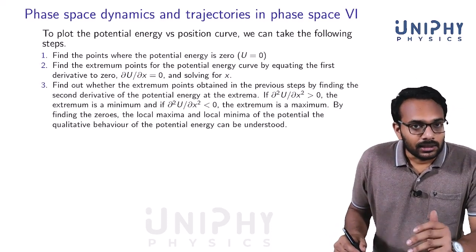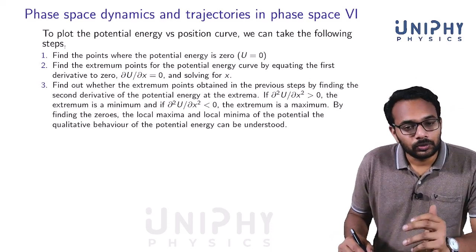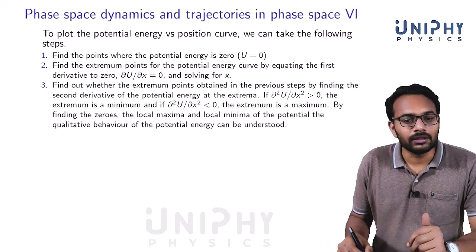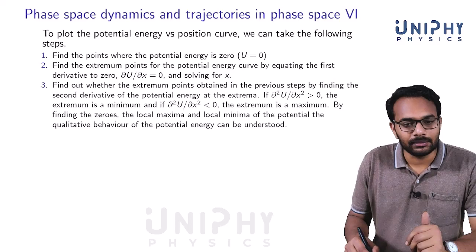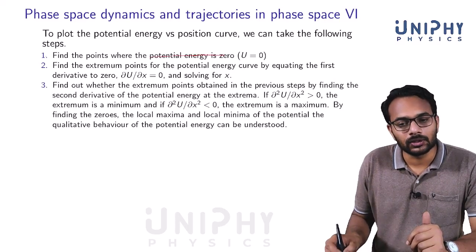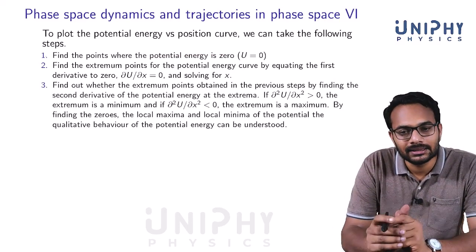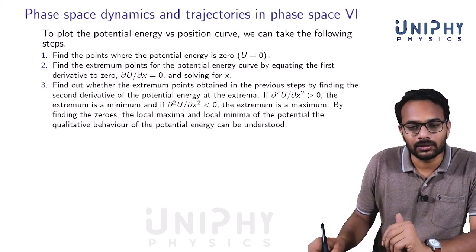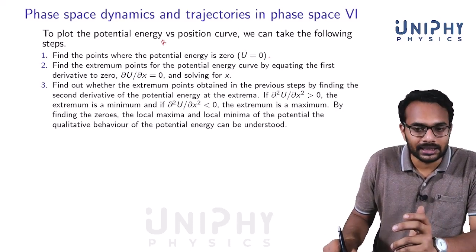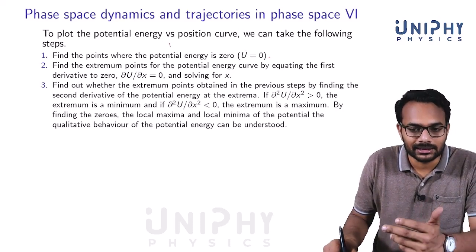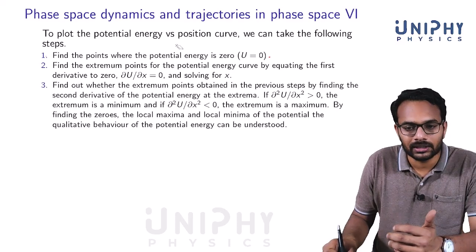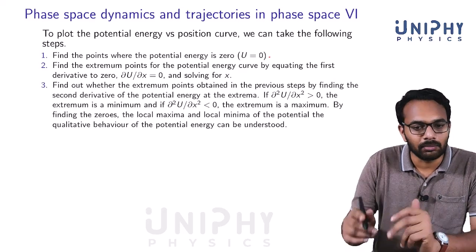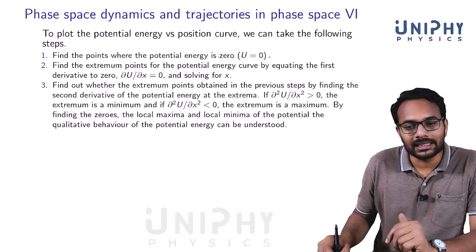Now you can follow this strategy to plot the potential energy. To plot the potential energy versus position curve, we can take the following steps. First step is to find the points where the potential energy is 0. So we are actually talking about potential energy. Sometimes I just say potential, but that's not entirely accurate. We have to say potential energy, so I hope you'll correct it in your mind. Find the points where the potential energy is 0.